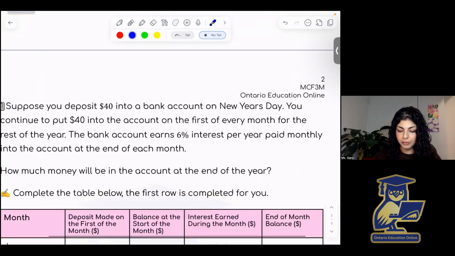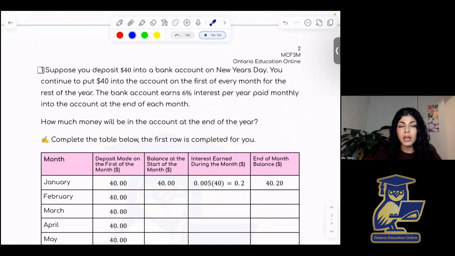So let's get started with our first example. Suppose you deposit $40 into a bank account on New Year's Day. You continue to put $40 into the account on the first of every month for the rest of the year. The bank account earns 6% interest per year paid monthly into the account at the end of each month. How much money will be in the account at the end of the year?